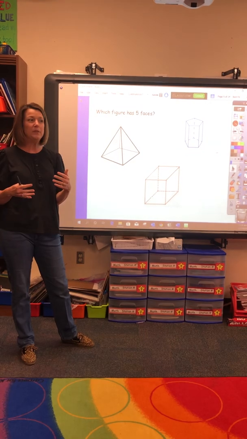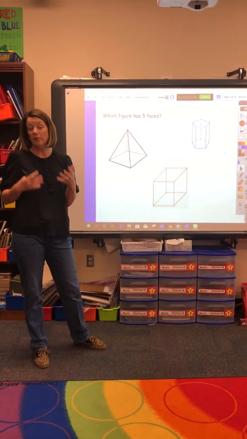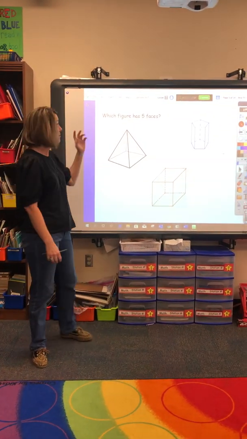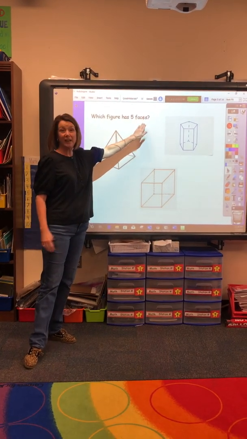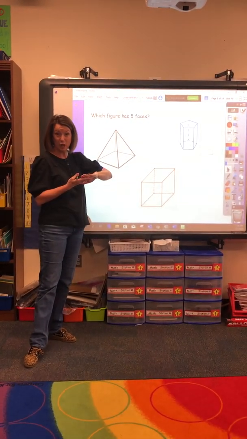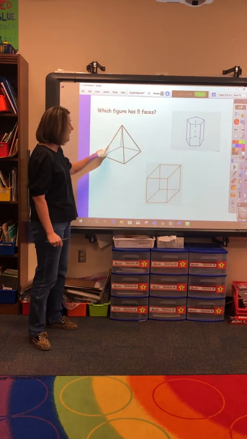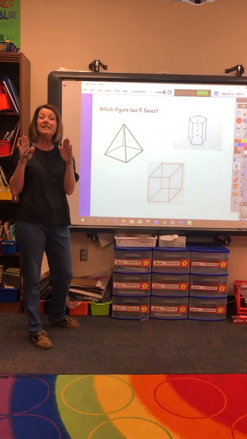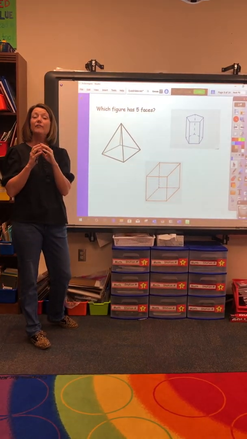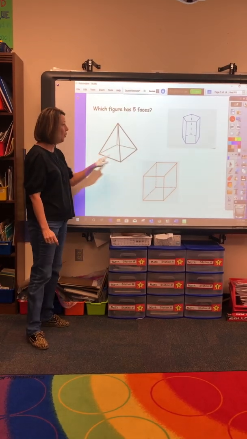Basic questions are like, which figure has more faces? Many times they want them to be able to identify them and be able to tell what they are. But for the most part, we need to remember a face is the flat part of a 3D figure. An edge is the lines or where two faces meet. And a vertice is your point or your corners.